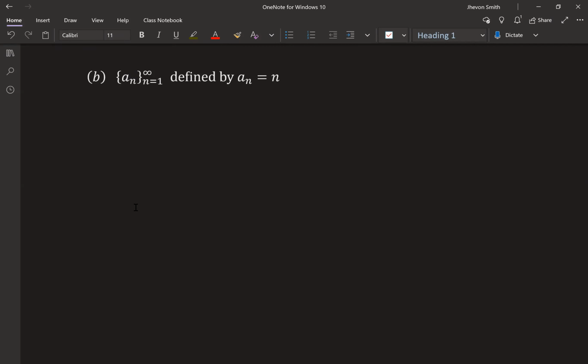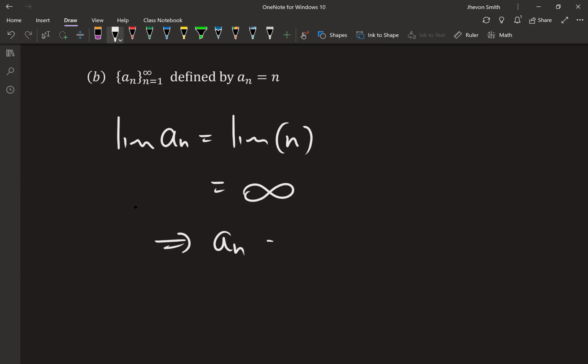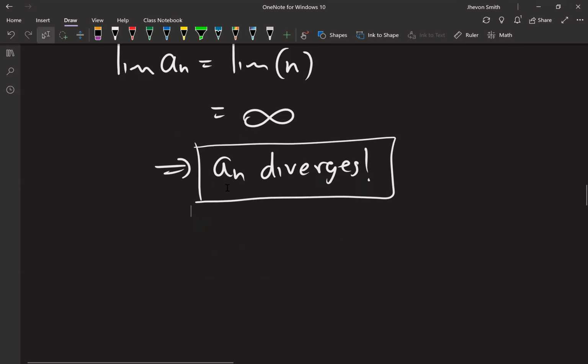Question for you guys, does this converge? No. Well, let's see. What we will do is find the limit of a_n. This is just the limit of n. That is, of course, infinity. This means a_n diverges, because there is no real number that the limit approaches.